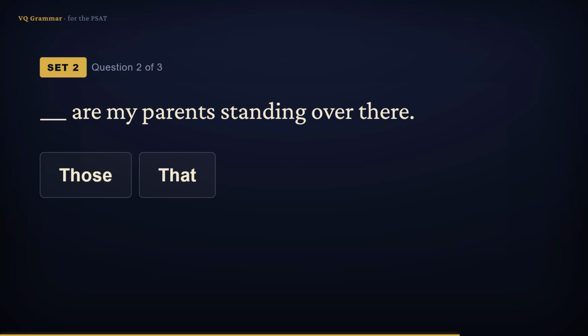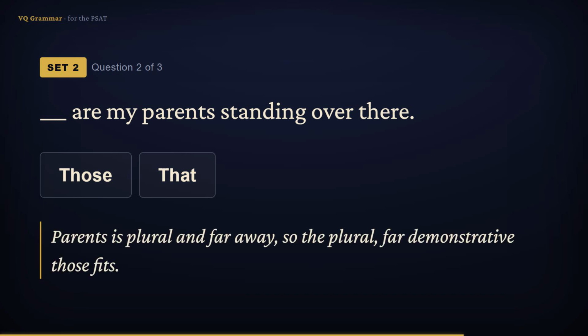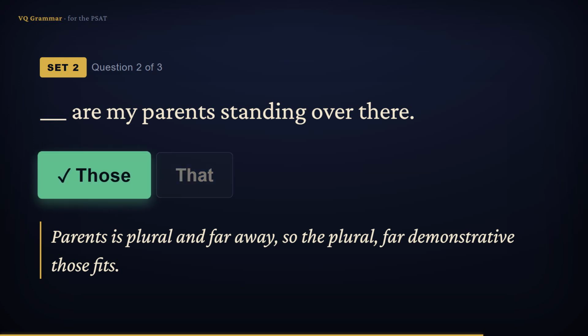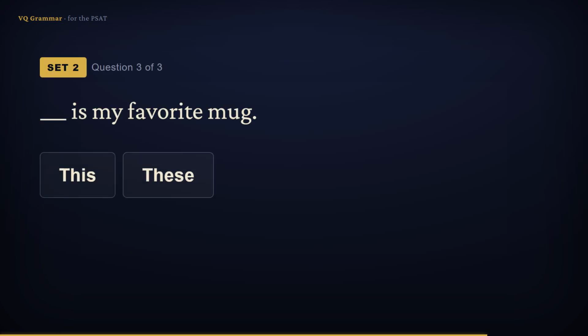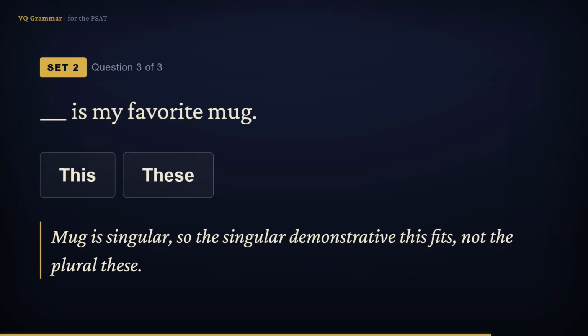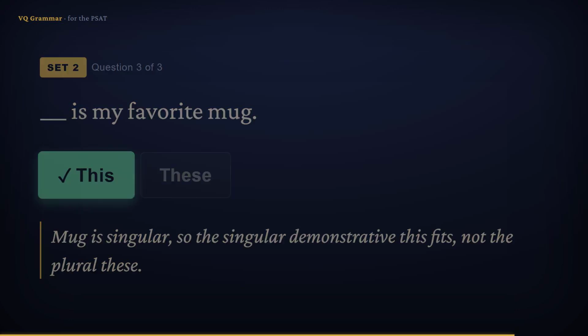Blank are my parents standing over there. We're pointing at people who are far away, over there. And parents is plural, more than one. The plural, far away demonstrative is those. So the answer is those. Blank is my favorite mug. We're pointing at one mug, close at hand, and the verb is singular. So we need the singular pointing word this, not the plural these. So the answer is this.